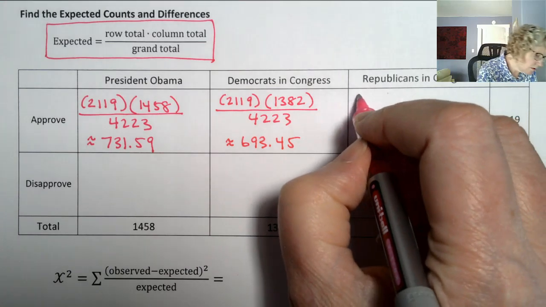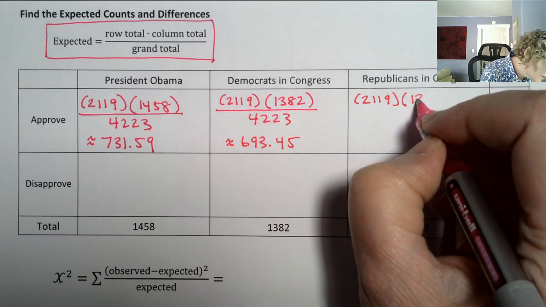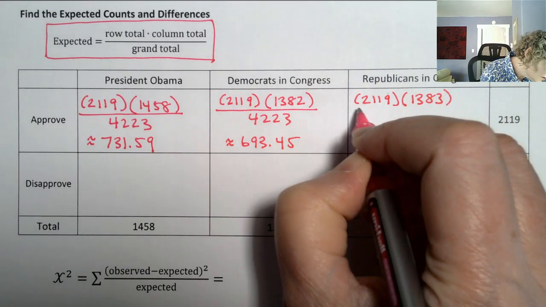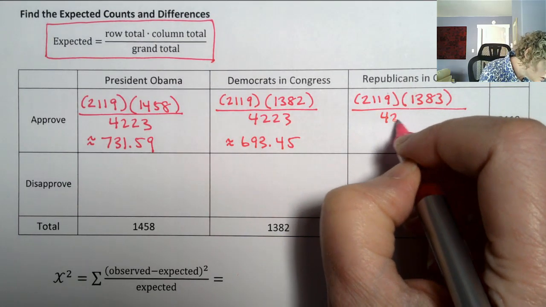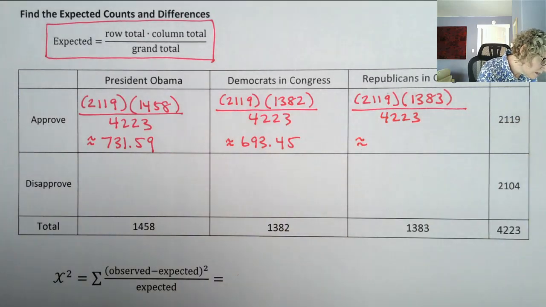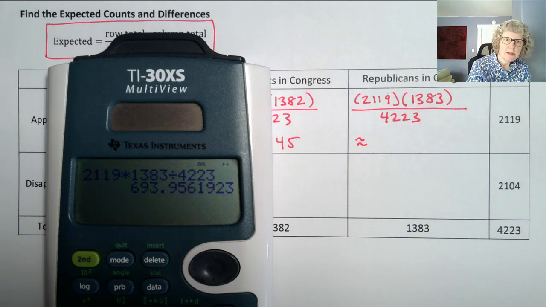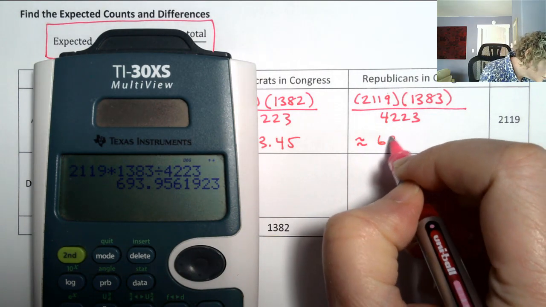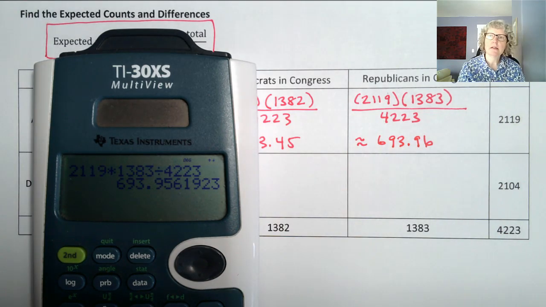Okay, I'll do the third one: 2,119 times 1,383 divided by 4223. Those two were very close in total, these two, Democrats and Republicans in Congress. Let's see what that comes up to be. Okay, 693.96 rounded.